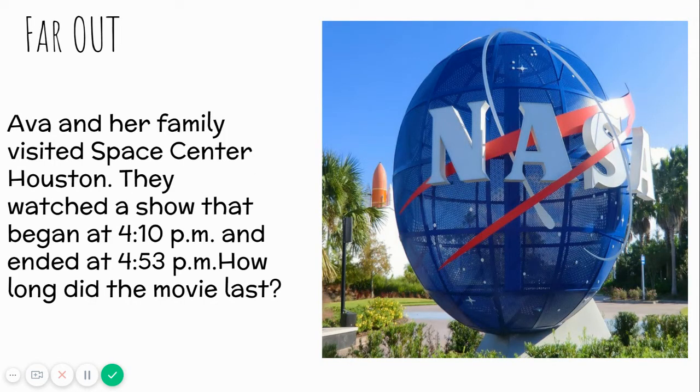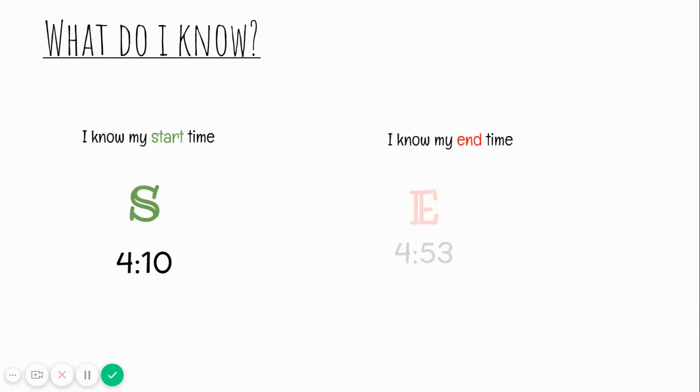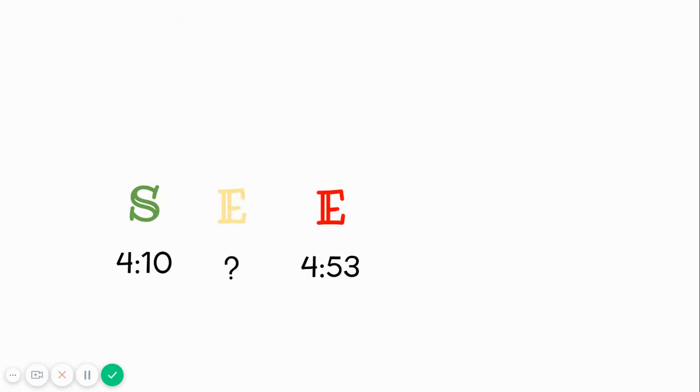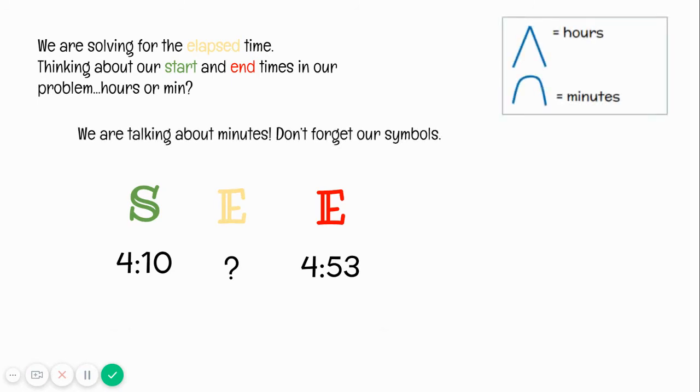Here's our first example. Ava and her family visited the Space Center in Houston. They watched a show that began at 4:10 p.m. and ended at 4:53 p.m. How long did the show last? So it started at 4:10 and it ended at 4:53. I want to know the elapsed time, or how long that show lasted. We're going to be solving for elapsed time. We know our start and our end time. Don't forget our symbols, hour, minutes.